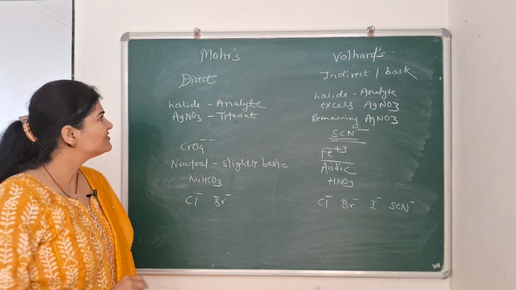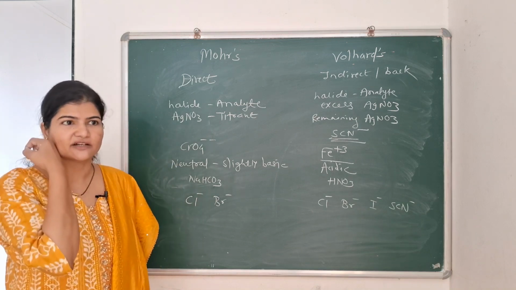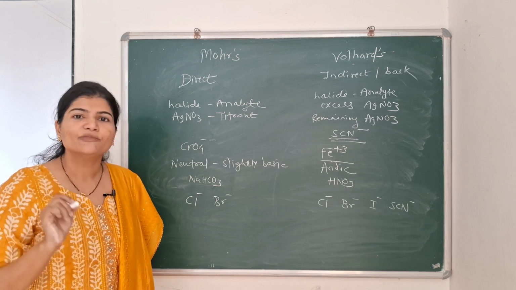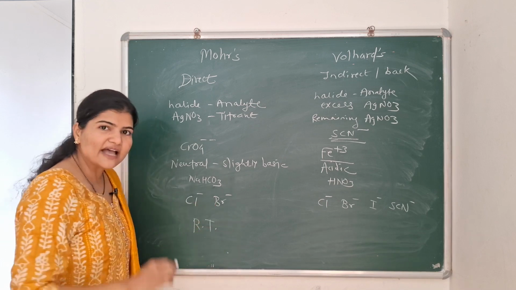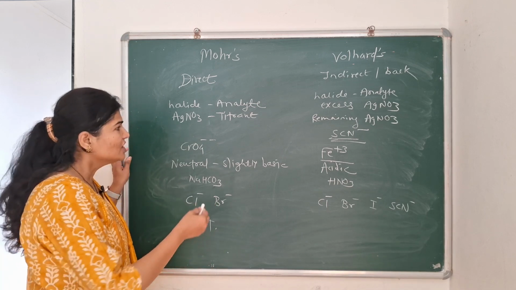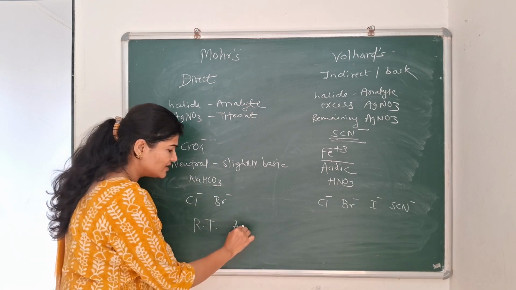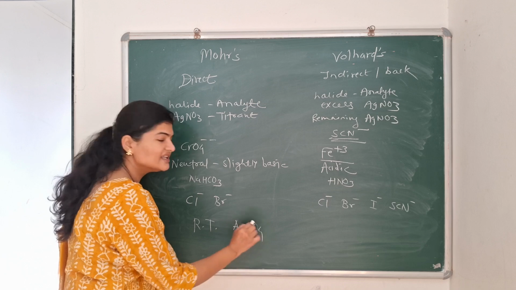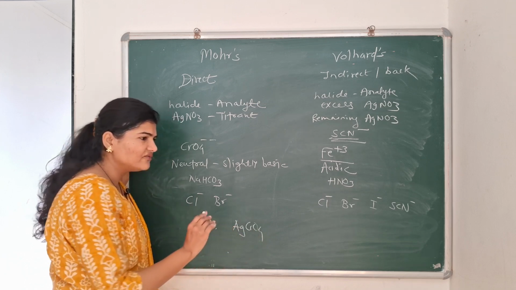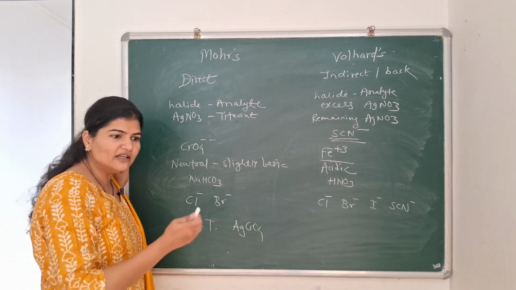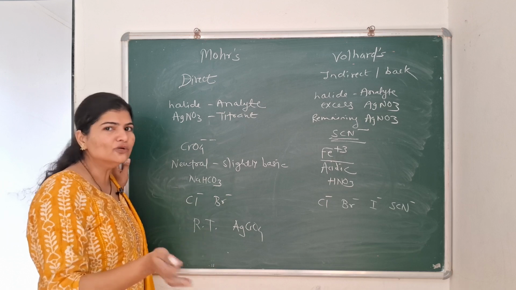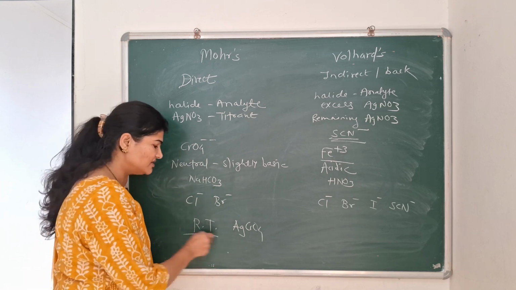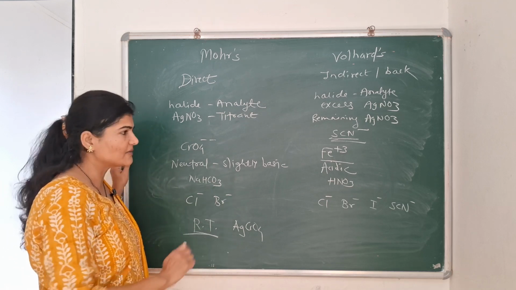The next point of difference is in Mohr's method the titration has to be carried out at room temperature, because as we increase the temperature, the solubility of silver chromate increases, and if it is a precipitate, it is supposed to be less soluble, but if the solubility increases, it might lead to titration error. So the reaction is carried out at room temperature.